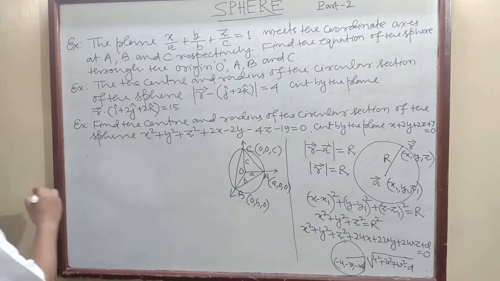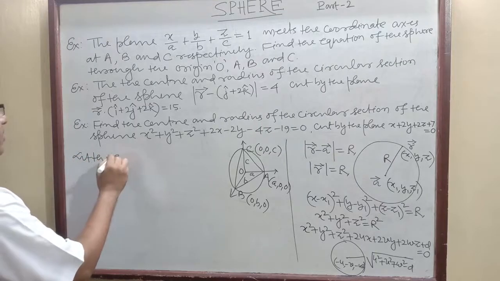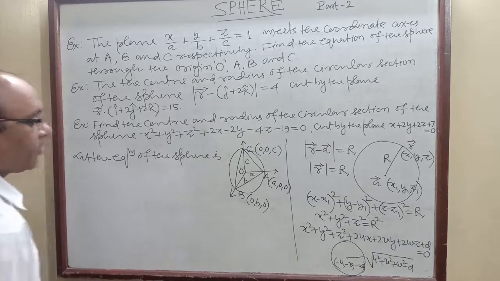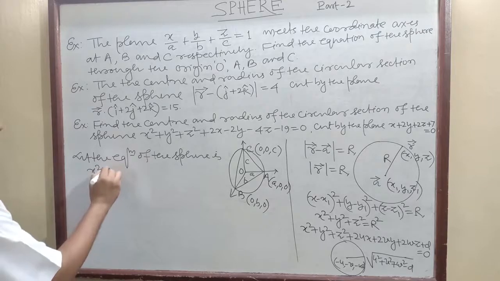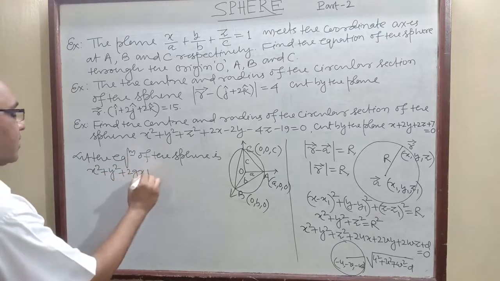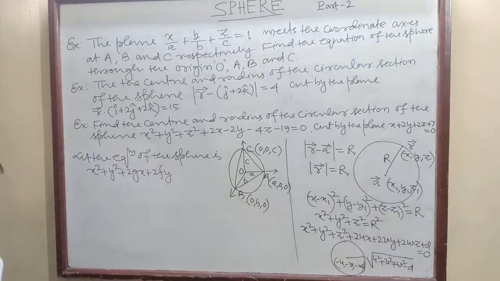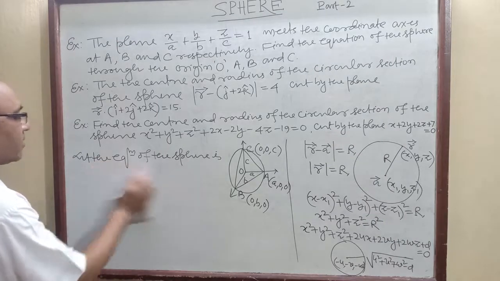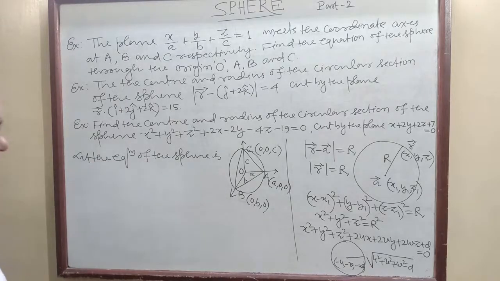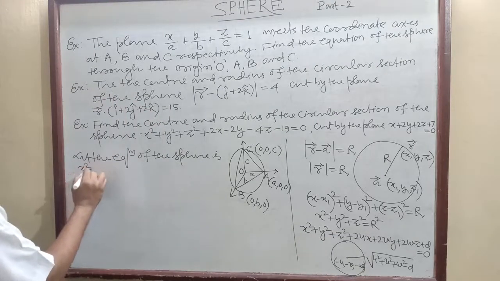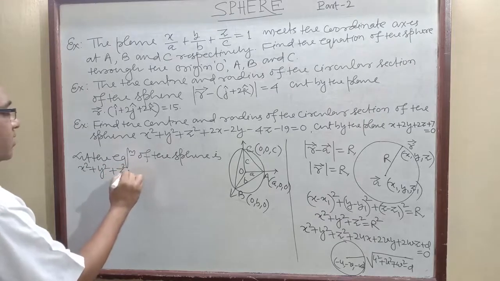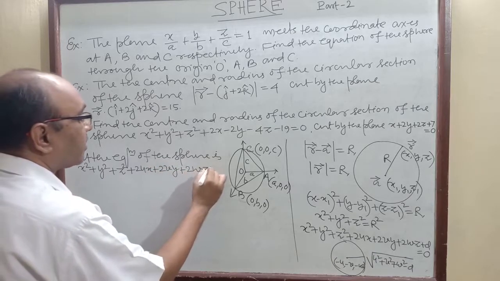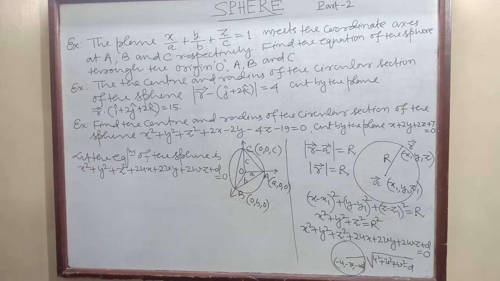Let the equation of the sphere be the general form x square plus y square plus z square plus 2ux plus 2vy plus 2wz plus d equal to 0. Let us suppose this is the equation of the sphere, equation 1.